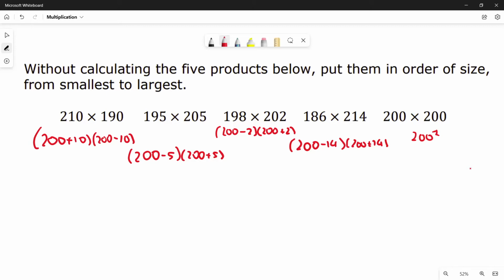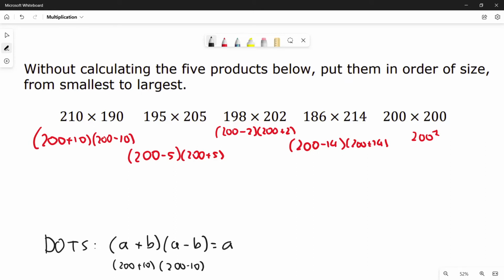Now how does that help us? It helps us because of our difference of two squares formula, which is that if you multiply together the sum and the difference of two numbers, a plus b and a minus b, so for example up here 200 plus 10 times 200 minus 10, you end up with a squared minus b squared, a difference of two square numbers. So this one is just going to be 200 squared minus 10 squared.